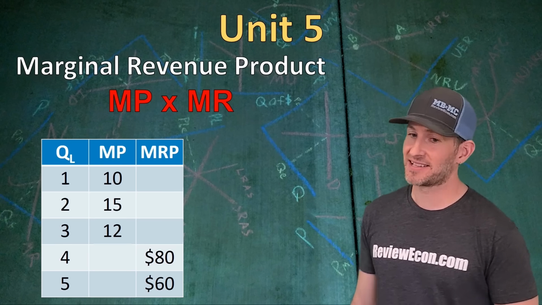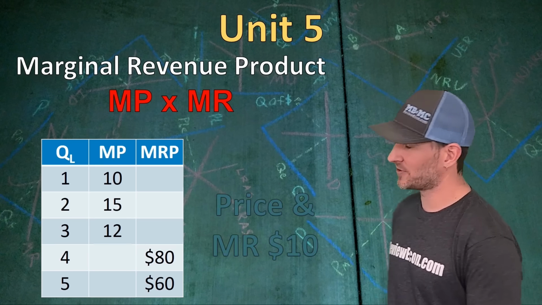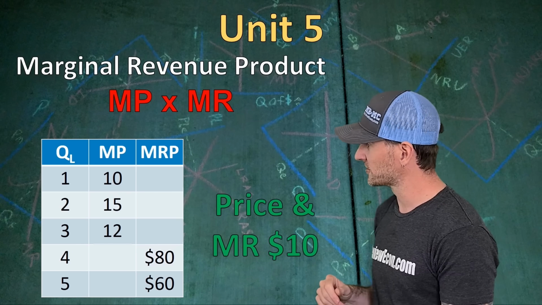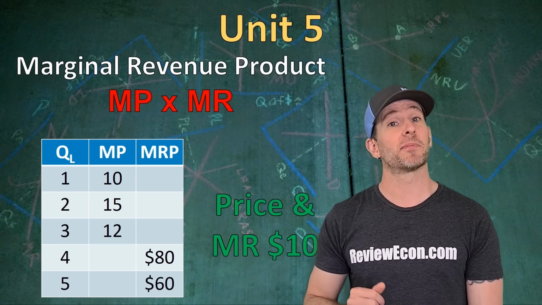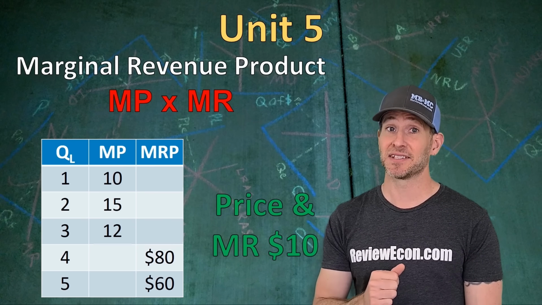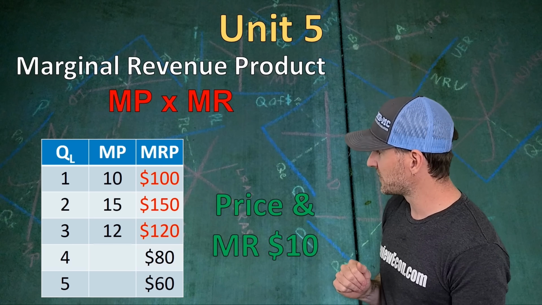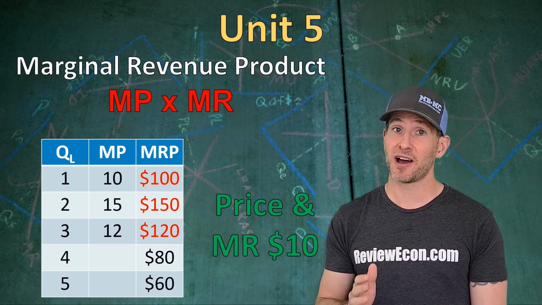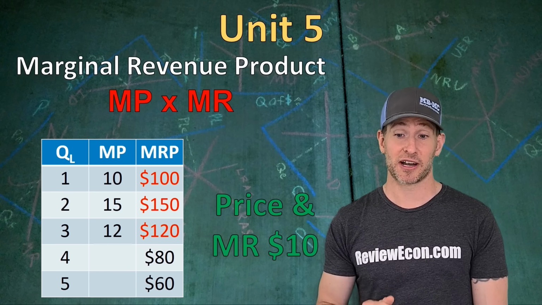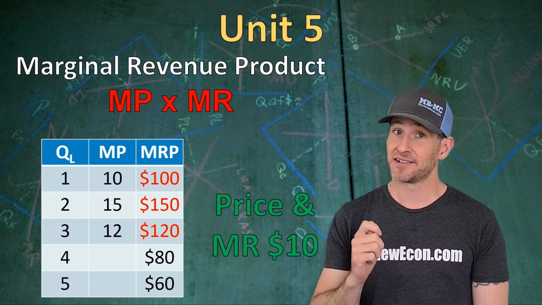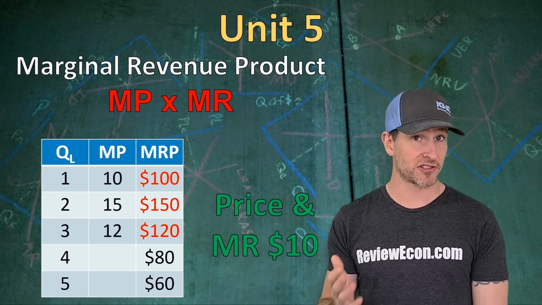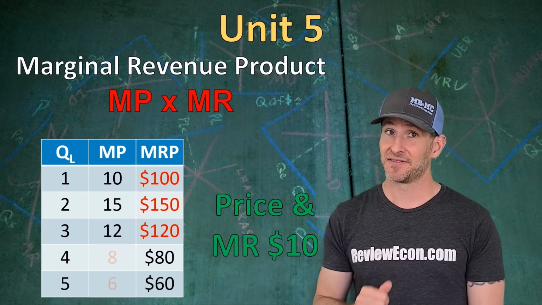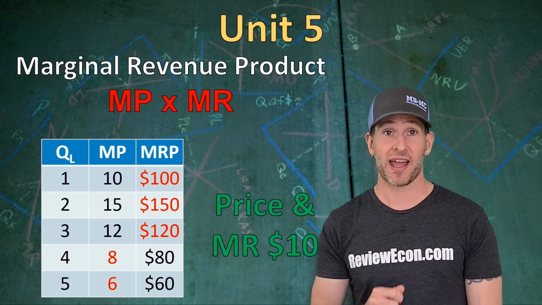Let's try out the math with this table. Let's assume that the price and the marginal revenue of this product is $10. First thing we're going to do is find the marginal revenue product for those first 3 workers. Multiply the marginal product by the price of $10, and that gives us these marginal revenue products for those workers. Next, we're going to work backwards and find the marginal product when we are given the marginal revenue product for workers 4 and 5. Divide that marginal revenue product by the marginal revenue of $10, and that gives us these marginal products for the 4th and 5th workers.